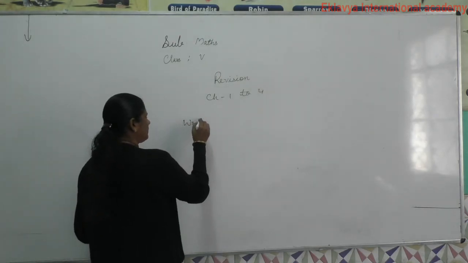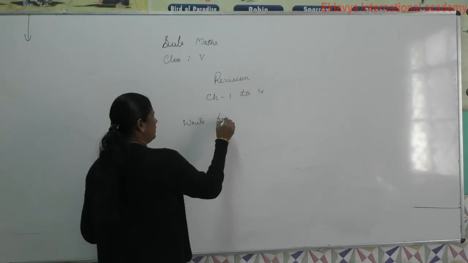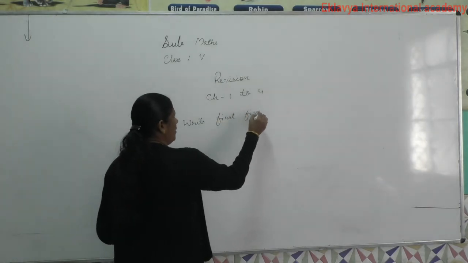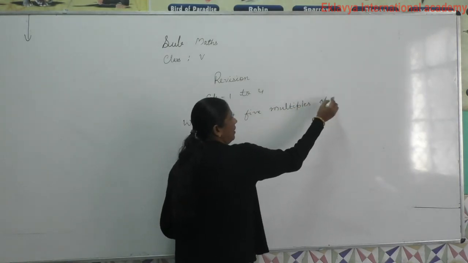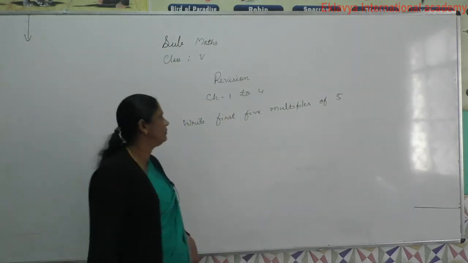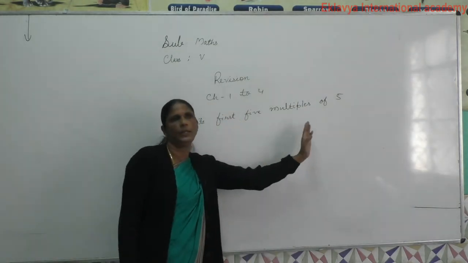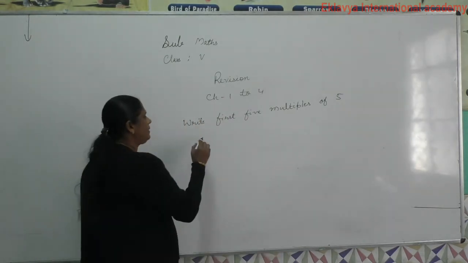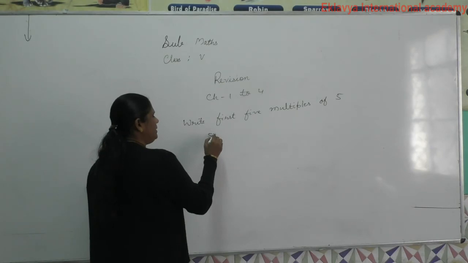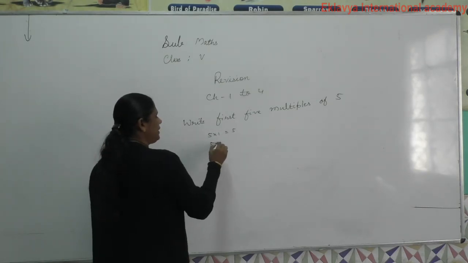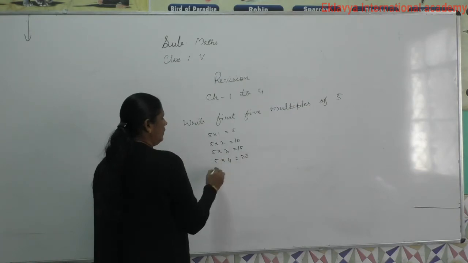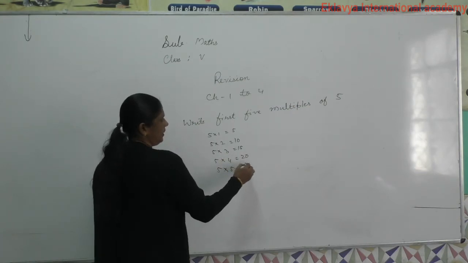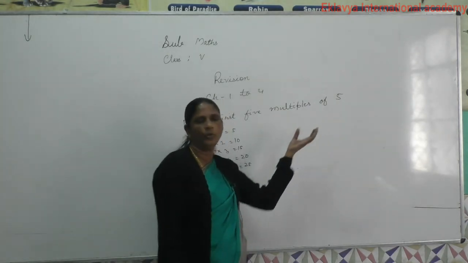Write the first 5 multiples of 5. Then we write 5 ones are 5, then 5 twos are 10, 5 threes are 15, 5 fours are 20, 5 fives are 25. In the table of 5, how many times do you write? 5 times.